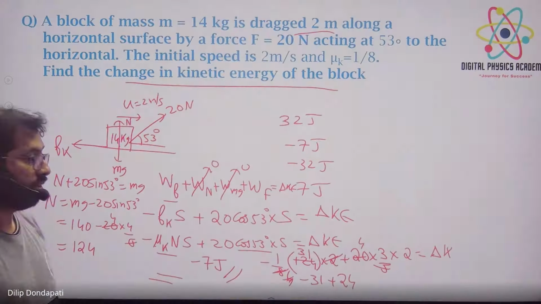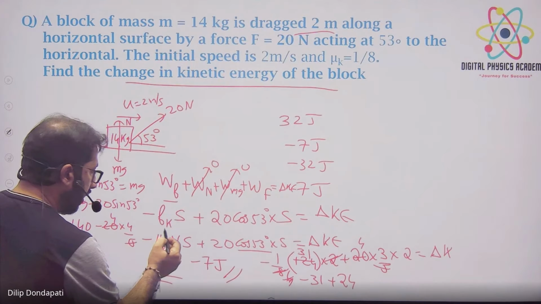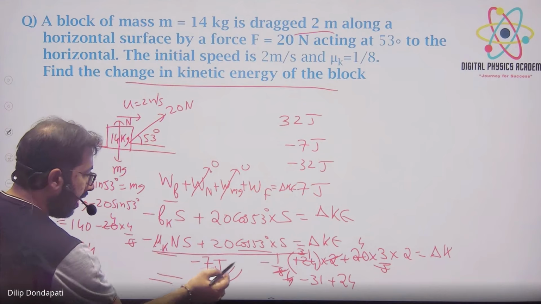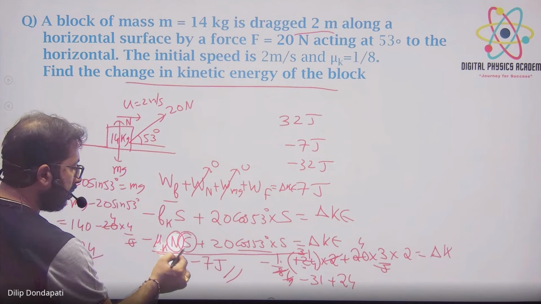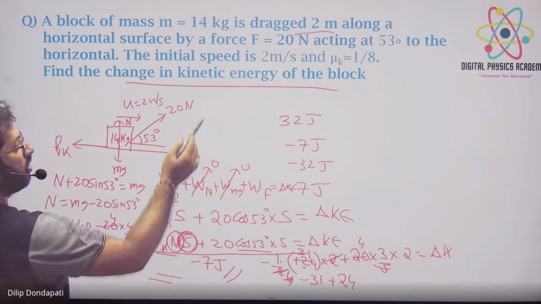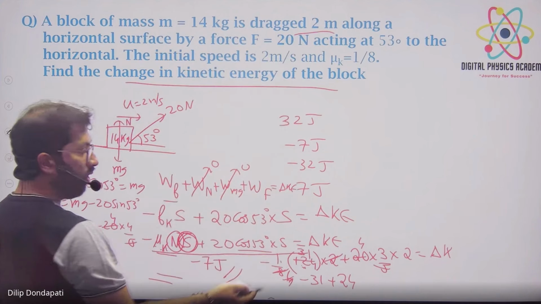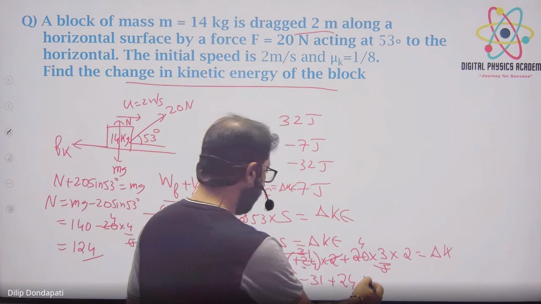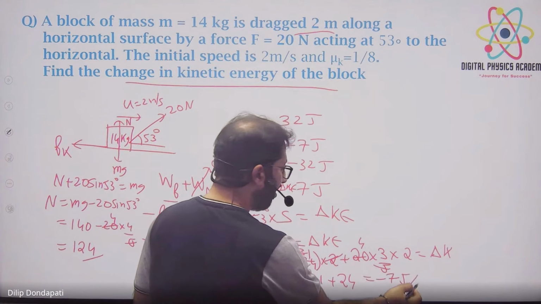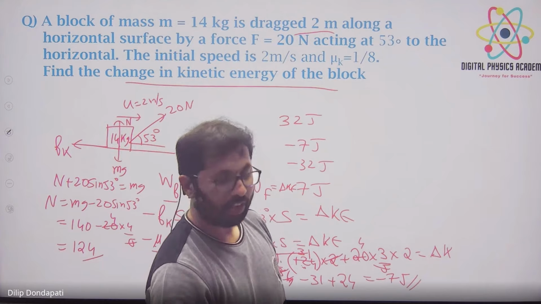ये सब समझ में आया? Yeah, sir. म्यू के जगह में आई सब्स्टिट्यूट 1 by 8. n के जगह में आई सब्स्टिट्यूट 124, डिस्प्लेसमेंट के जगह में हाउ मच आई सब्स्टिट्यूट 2. हाँ, मतलब वो 2 उधर ही आ रहा है ना. So it is how much, -7 आया. Yes, sir. So our work energy theorem done.